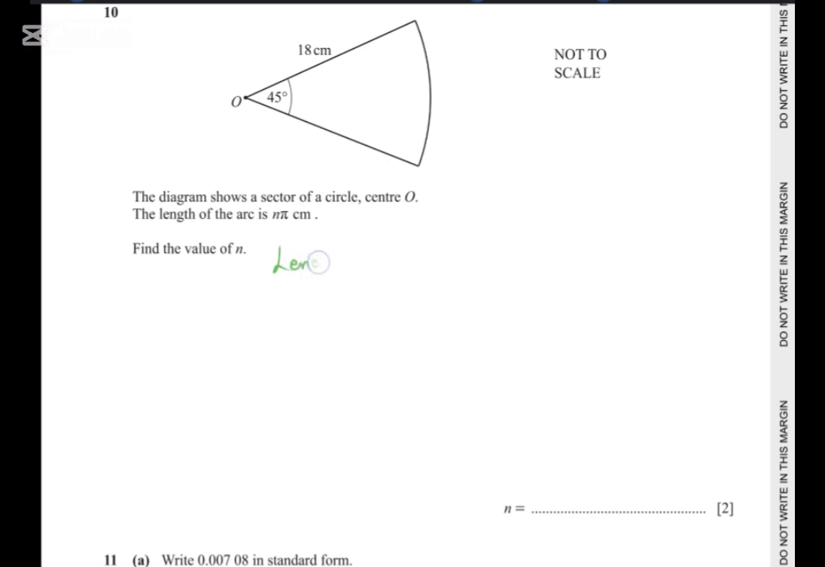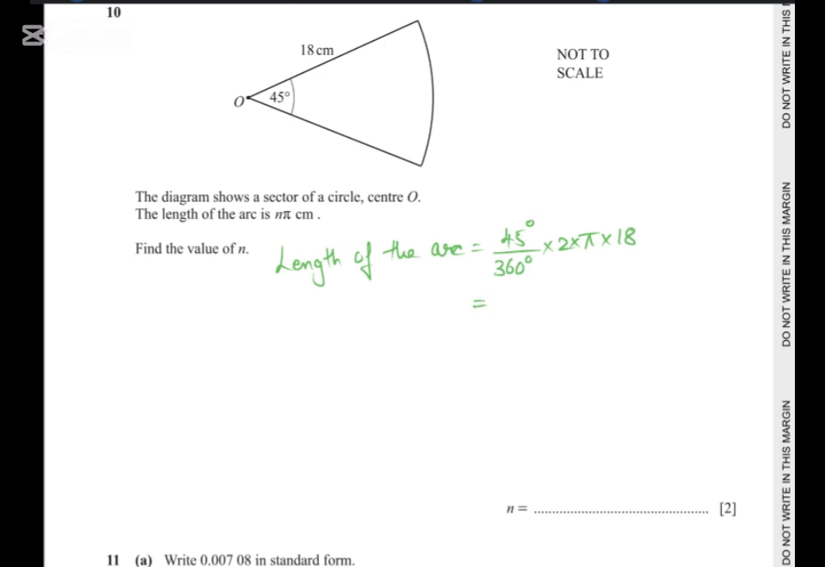Length of the arc is equal to theta by 360, that is 45 by 360 into 2 pi r. 2 into pi into r is 18. Now cancel out the things which you can cancel. So 2 into 18 is 36. 36 can be cancelled out 10 times here. 2 into 18 cancel. Then cancel by 5. 5 2s are 10. 5 9s are 45. So you are now having answer 9 by 2 pi.